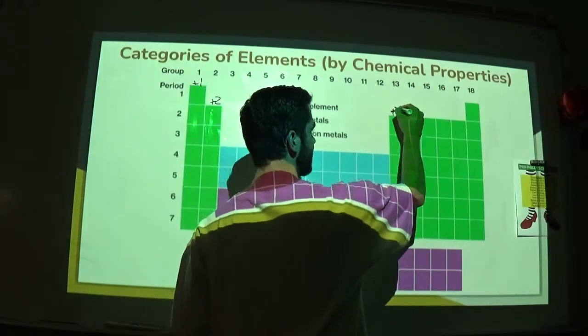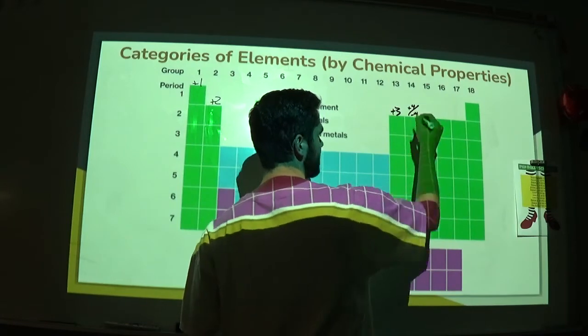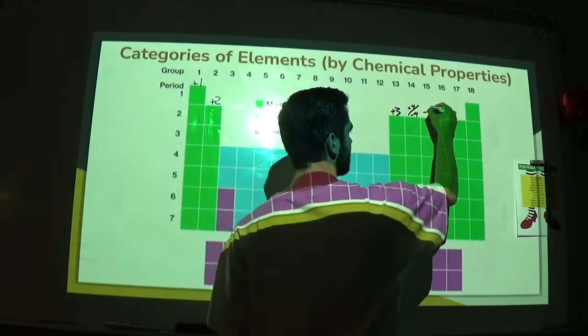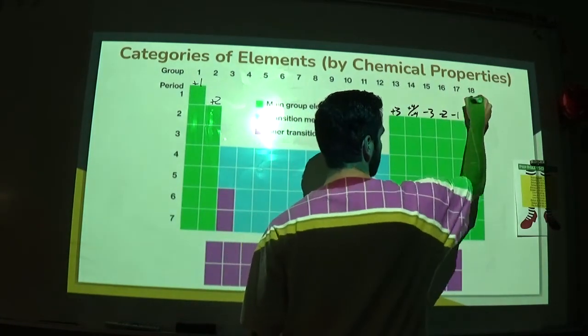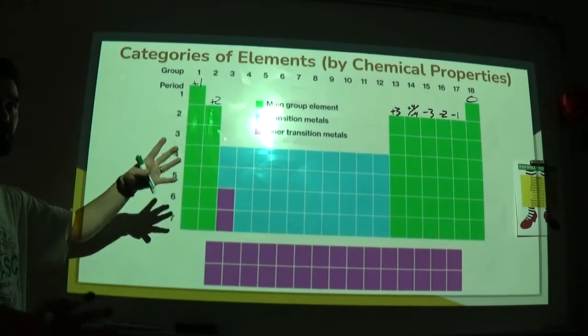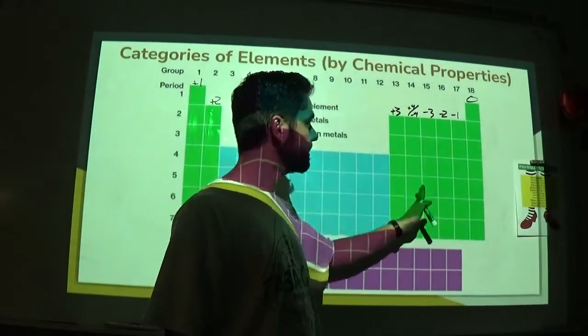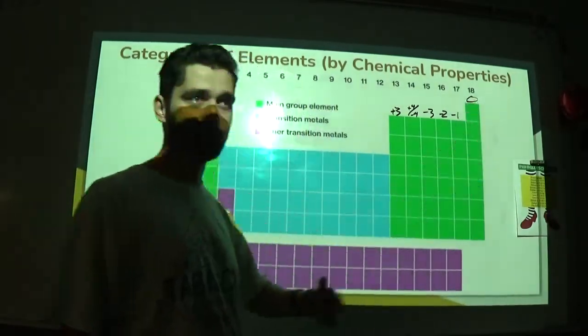These guys make a +3. These guys could be +4 or -4, depending on the situation. -3, -2, -1. The elements in group 18 typically don't become ions. They're always 0, pretty much always. Okay. So we'll talk more about this pattern, but I'm just showing you there's a pattern. All of these elements in the same column like to become ions of the same charge. It's kind of interesting.